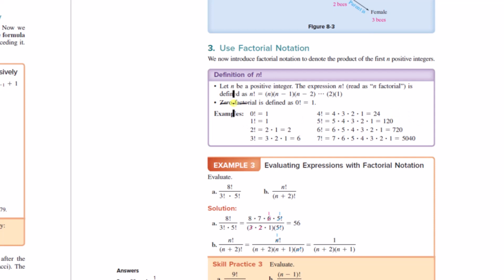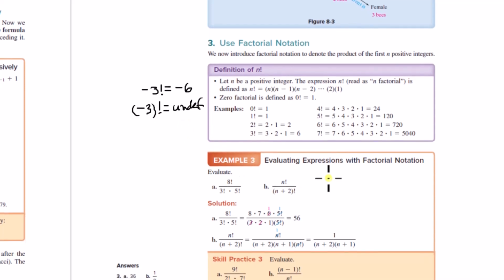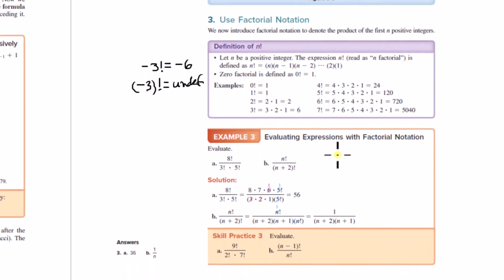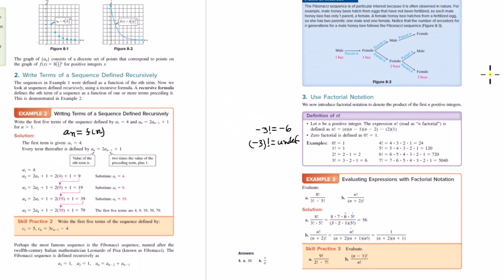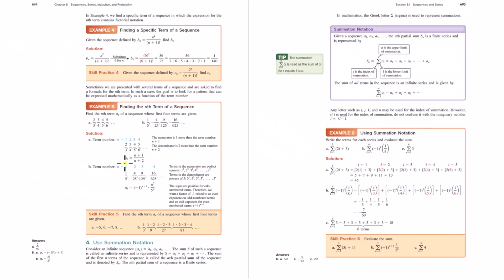Well, if I typed negative 3 factorial into my calculator, it's going to give me negative 6. What it's doing is it's taking 3 factorial with a negative out front. If you type in negative 3 in parentheses, factorial, your calculator will give you undefined. Okay, so evaluating expressions with factorial notation, we'll do some example problems on this in another video. Okay, we're going to do a bunch of examples.